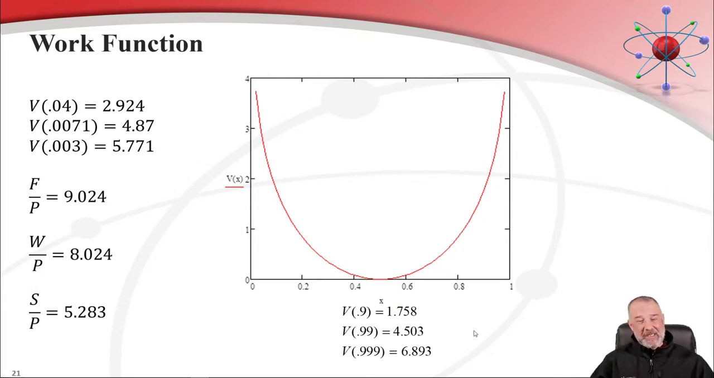Now, just to see how much difference it makes as we move further and further to 100%, on either side, so either 100% uranium-235 or 100% uranium-238, we can see that if we wanted to separate it out to 90%, our work function is telling us it's about 1.8. If we wanted to separate it out to 99%, it jumps up pretty significantly to 4.5. If we then just wanted to eke out a little bit more to 99.9%, then we see it jump again almost up to 7.